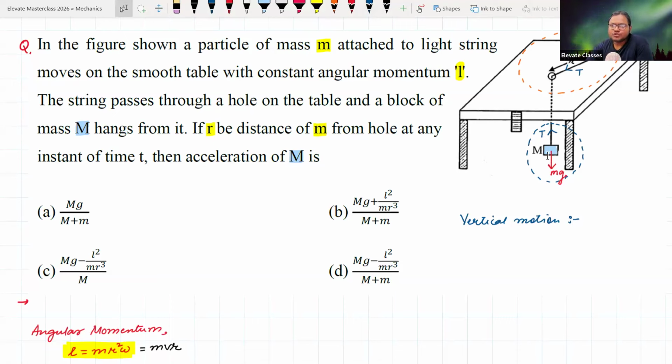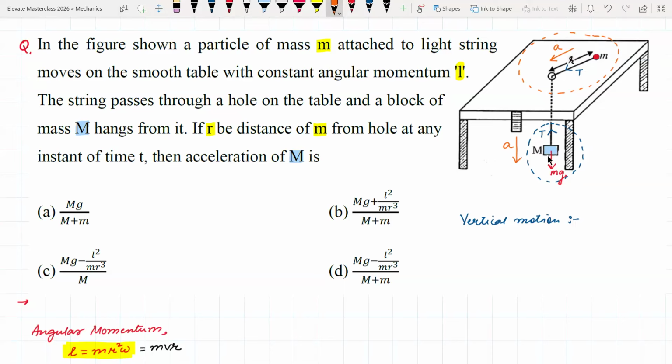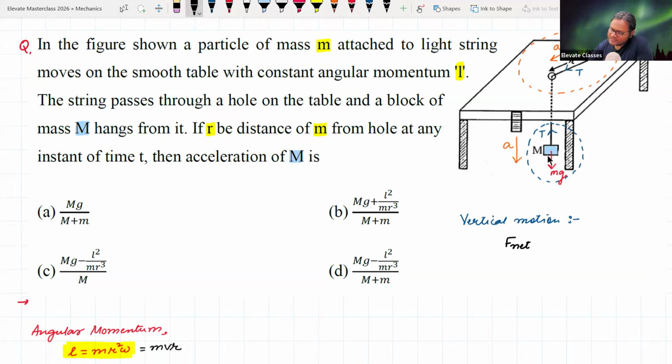Now, I must choose a direction of acceleration. Do you want to choose downward acceleration or upward acceleration? Let us choose that the system is moving downwards with A. So if this system is moving downwards with A, ये mass भी radially नीचे आ रहा होगा A में. Yes or no? Yes, because the string is inextensible. So in vertical motion, F net is equal to capital MA. What is F net? ये capital M है, sorry.